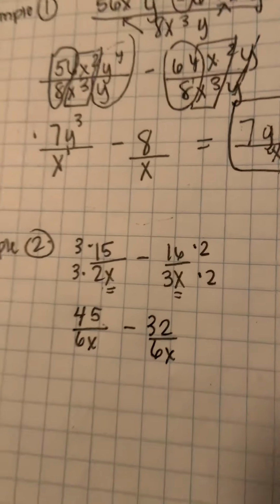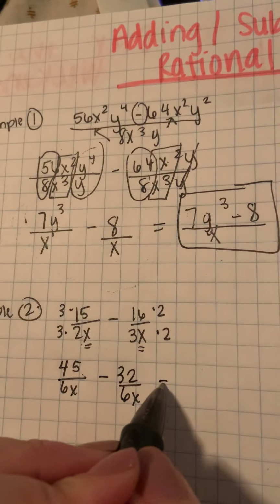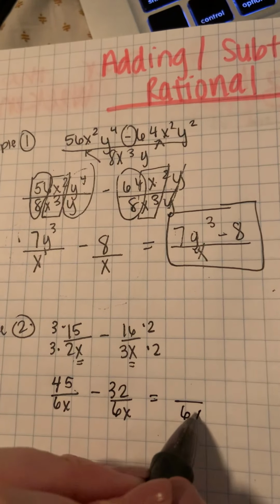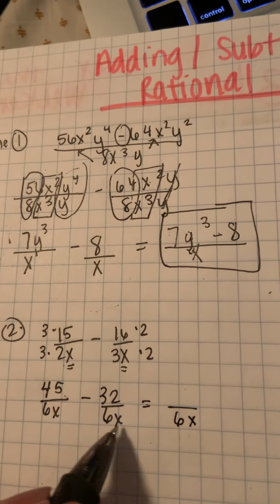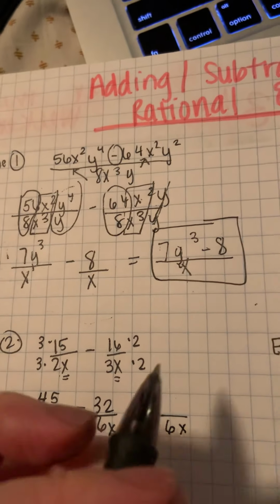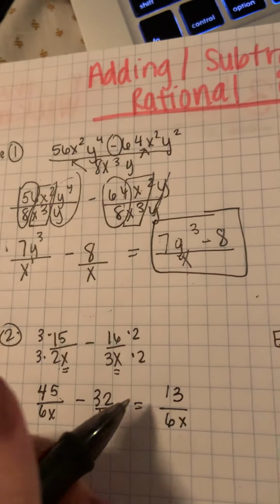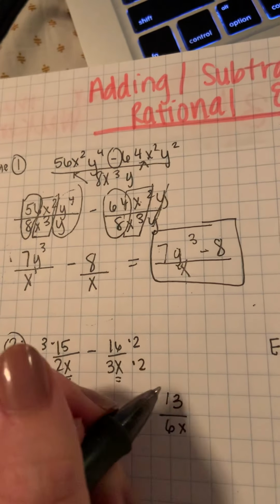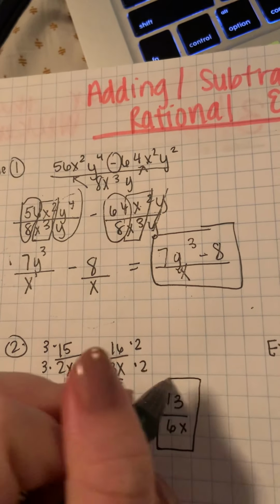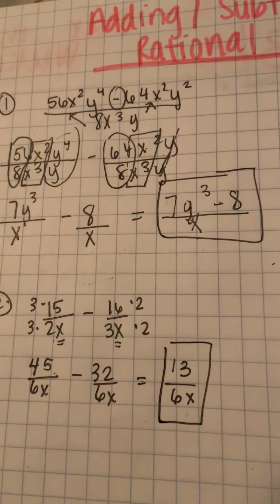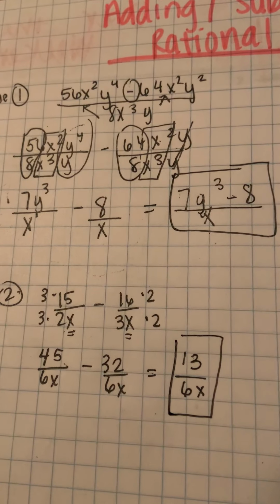Okay, now I have common denominators. So I can bring my 6x over here, keep the denominator the same, and subtract 45 minus 32, 13. 13 and 6. Can I divide 13 by 6? I cannot. So that would be my final answer, 13 over 6x.